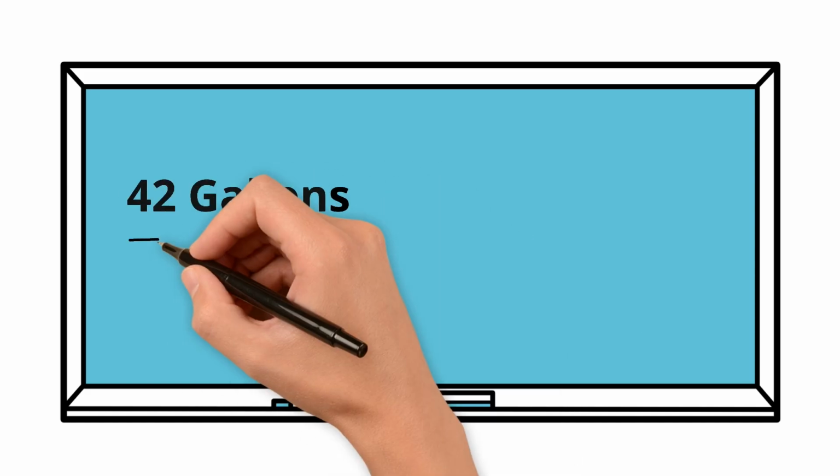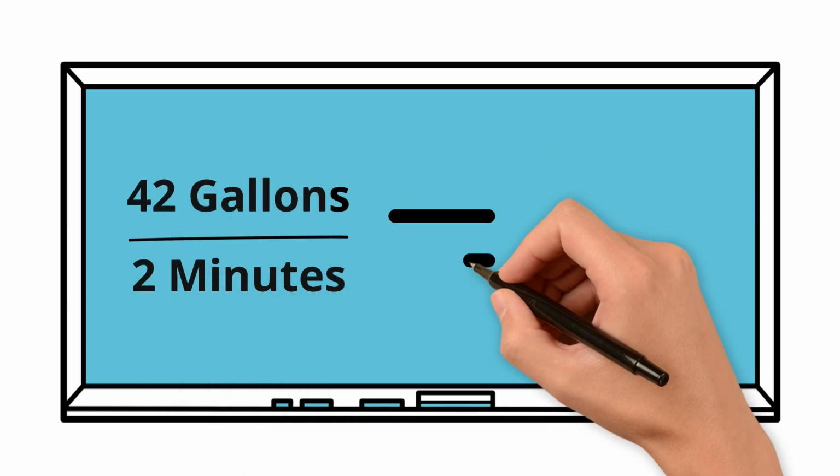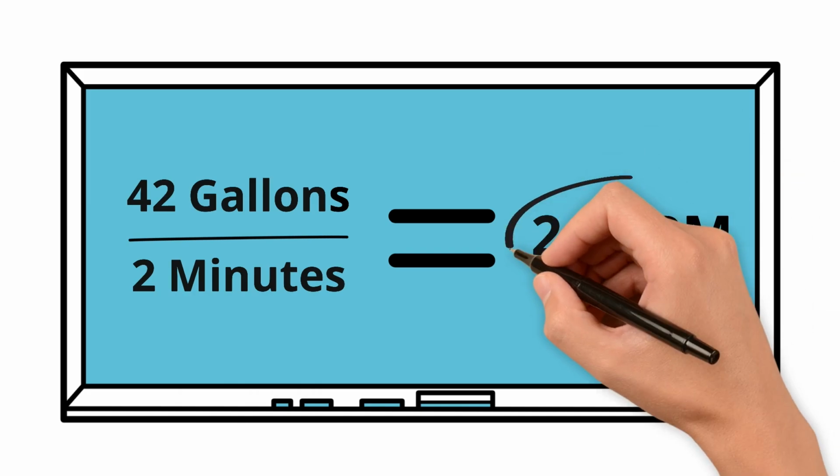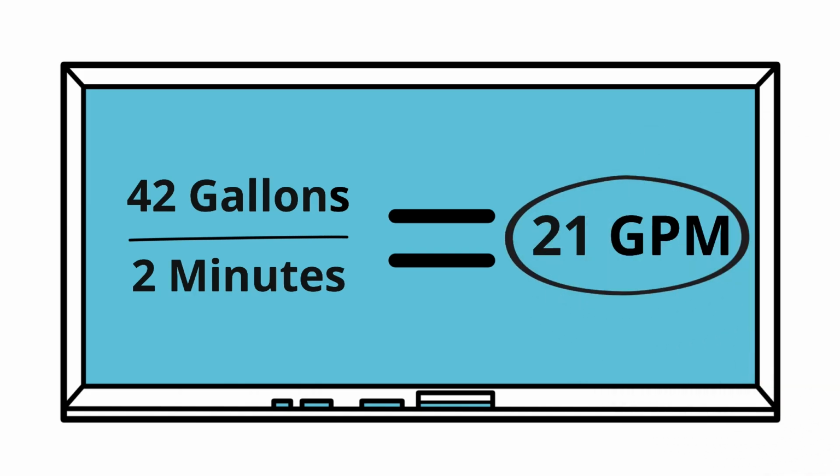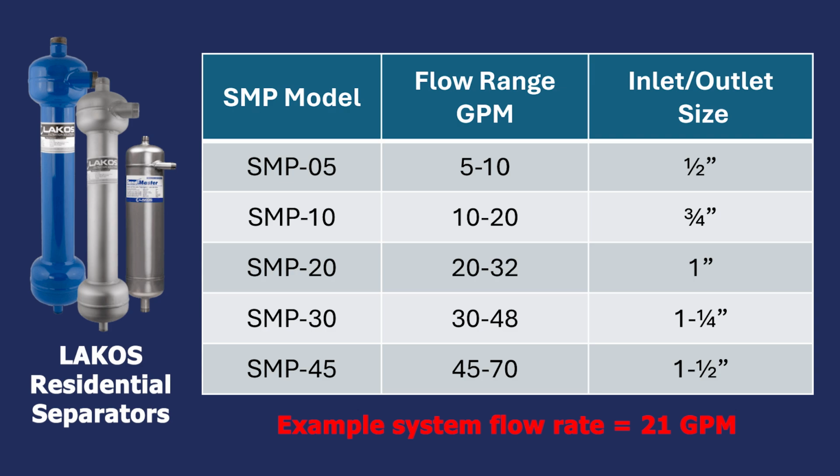In this demonstration, the well drained 42 gallons and the pump took 2 minutes to refill, meaning we have a 21 GPM system. With this information, we can properly size a LAKOS Sandmaster residential separator. The bucket test applies to all LAKOS residential separators. We are using the SMP as an example.